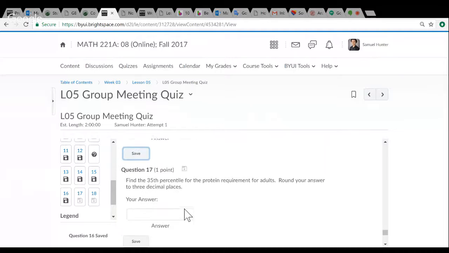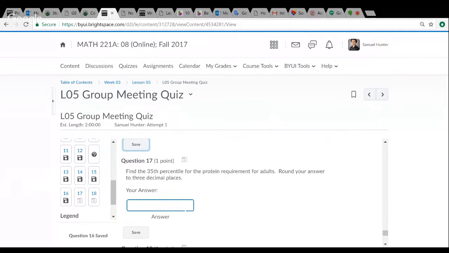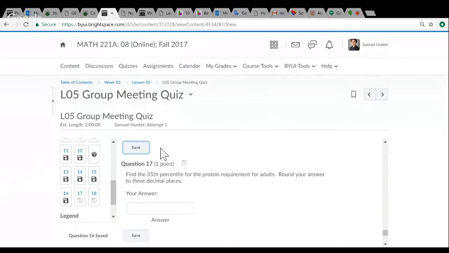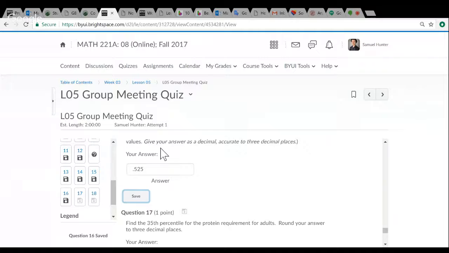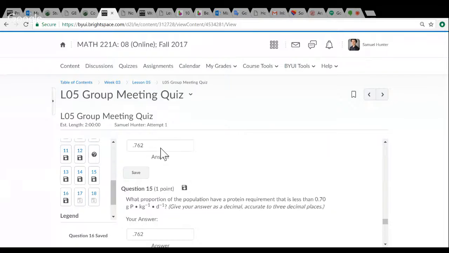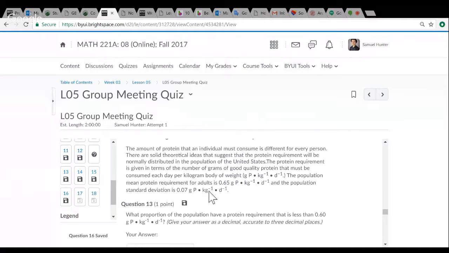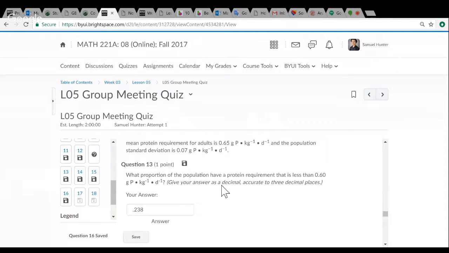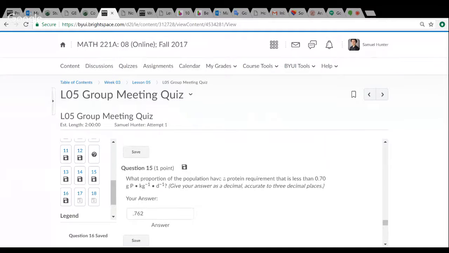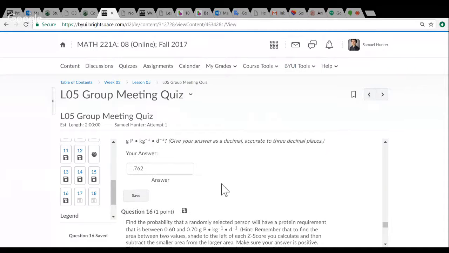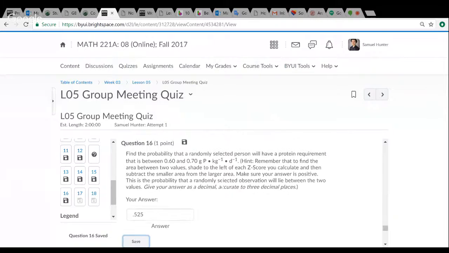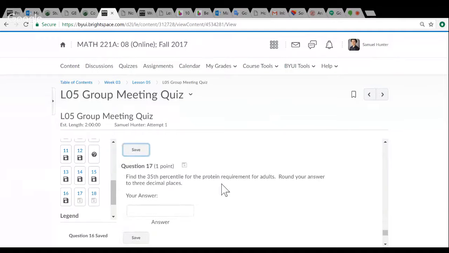And then you have 17, which is just asking for the 35th percentile of the protein requirement for adults. When you do it on the chart, you just do the 35th percentile of it.